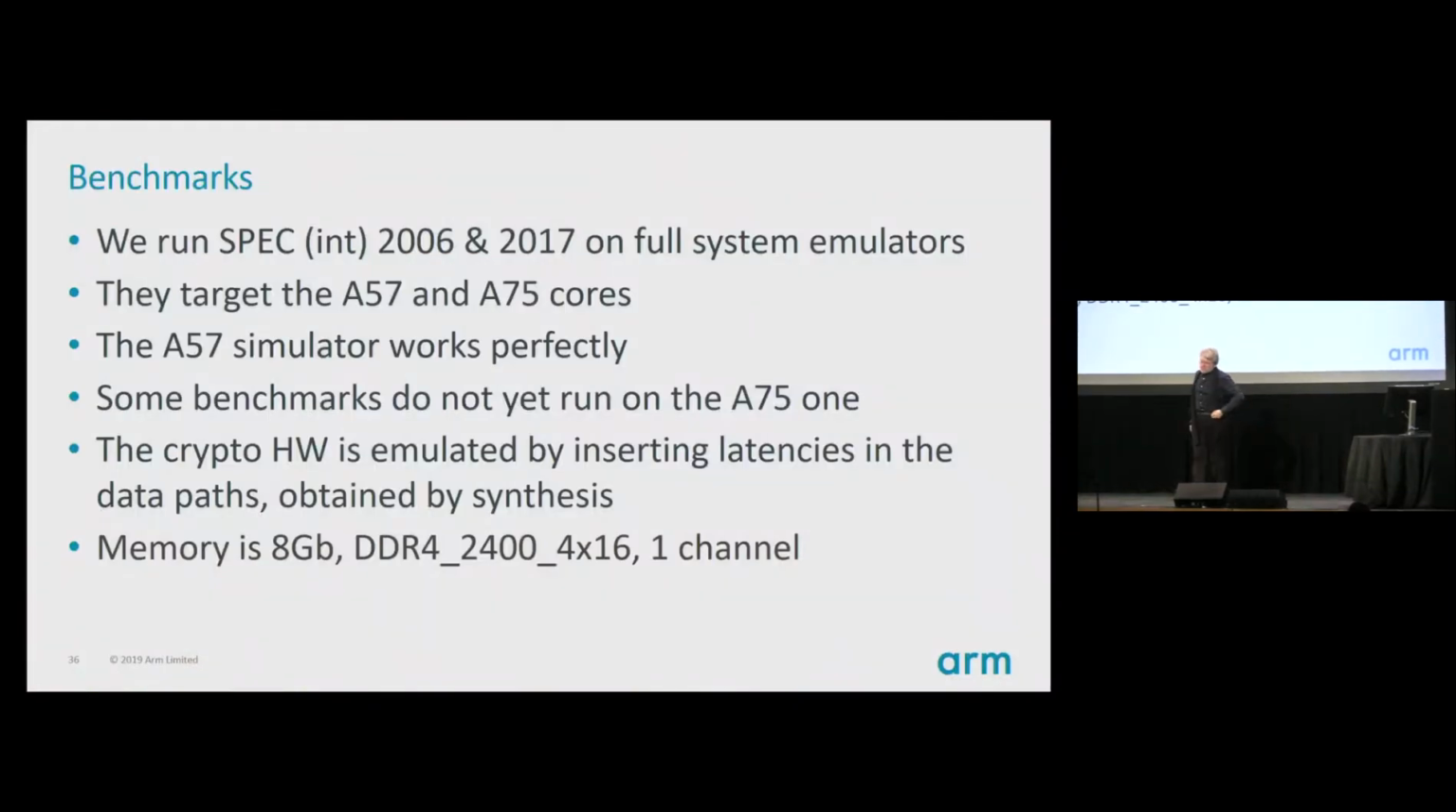The benchmarks are SPEC 2006 and 17 on full system emulators for the A57 and A75. The A75 emulator is a bit buggy, so some tests just don't run at all. But it's a little closer, let's say, for instance, to the Graviton 2 CPUs that Amazon uses. They use A76, it's a bit faster. And we emulated the crypto hardware by inserting latencies in the data paths of the emulator. And these latencies are real-world latencies because we have synthesized the cryptographic hardware we are going to use.